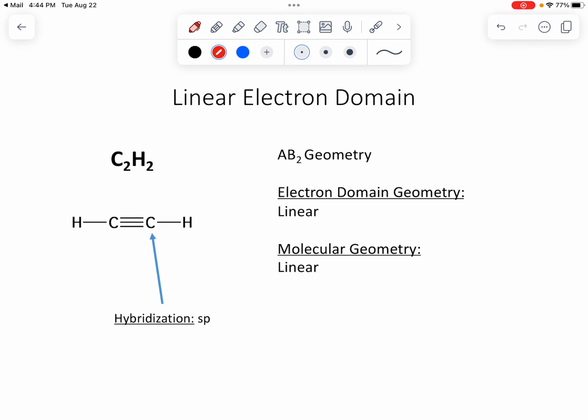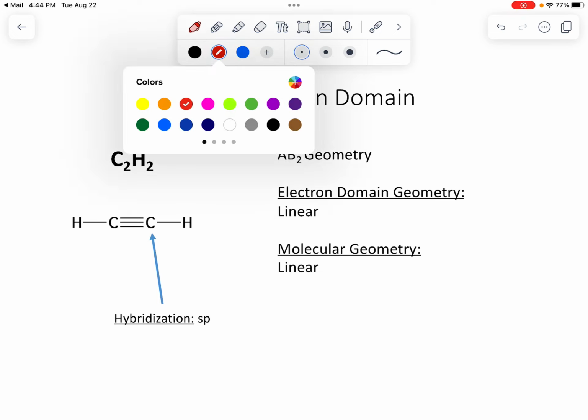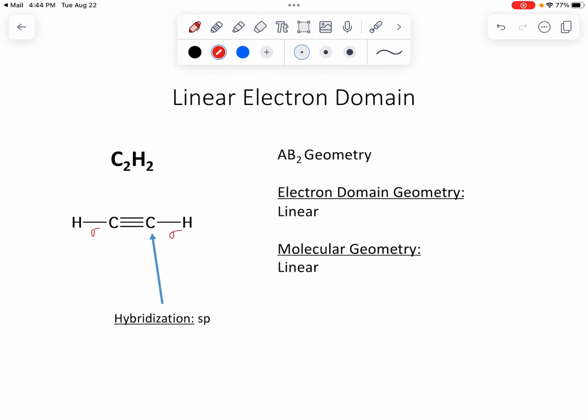Okay, then lastly, what about C2H2? Well, now we took away 1 hydrogen from each carbon again, and so now we have a triple bond between them. So if we're labeling, right, CH sigma, CC sigma, and then pi, pi. So if we look at the carbon, it's got 2 electron domains, so that's why we would know to say AB2 geometry, linear electron domain, linear molecular.